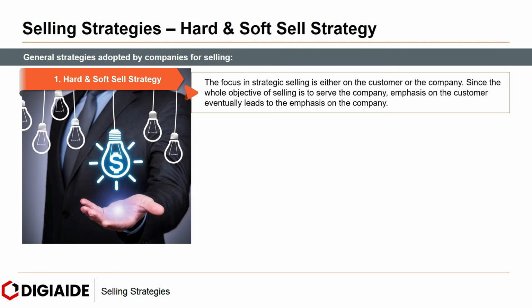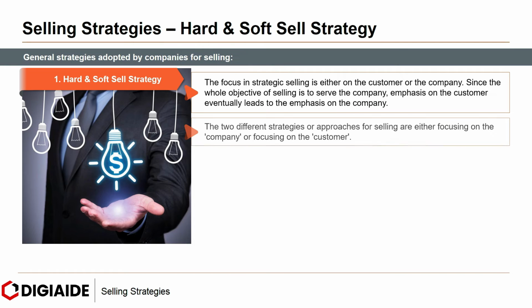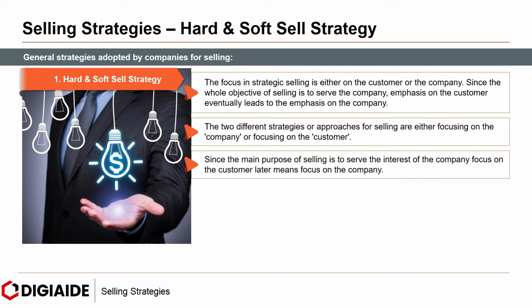The focus in strategic selling is either on the customer or the company. Since the whole objective of selling is to serve the company, emphasis on the customer eventually leads to the emphasis on the company. The two different strategies or approaches for selling are either focusing on the company or focusing on the customer. Since the main purpose of selling is to serve the interest of the company, focus on the customer leads later to a focus on the company.